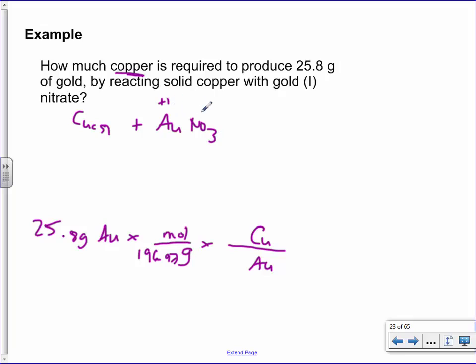Well, we said it's gold(I). What's nitrate's charge? -1. They fit together perfectly. We're good to go. This isn't really relevant, but I guess we could look up whether this is solid, liquid, or aqueous in our data table. Is gold nitrate a solid or an aqueous on that one chart?